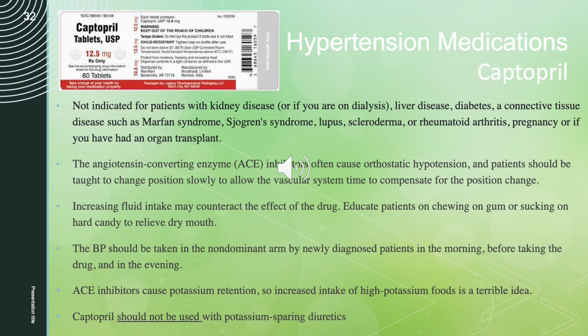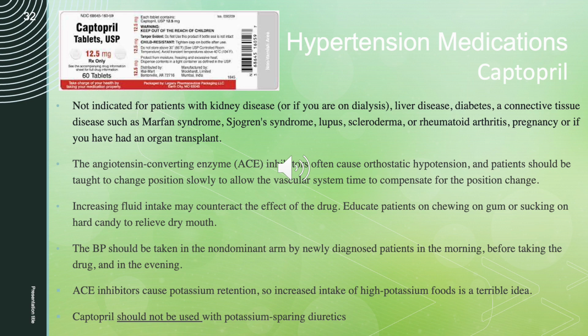It causes orthostatic hypotension. Patients should be taught to change positions slowly. It is going to allow the vascular system to correct itself and compensate for the position change. Increasing fluid intake may counteract the effect of the drugs, so you got to watch out for that. Educate patients on chewing gum or sucking on hard candy to take care of the dry mouth issue. Blood pressure should be taken on the non-dominant arm in any newly diagnosed patient in the morning before taking the drug, and then in the evening.